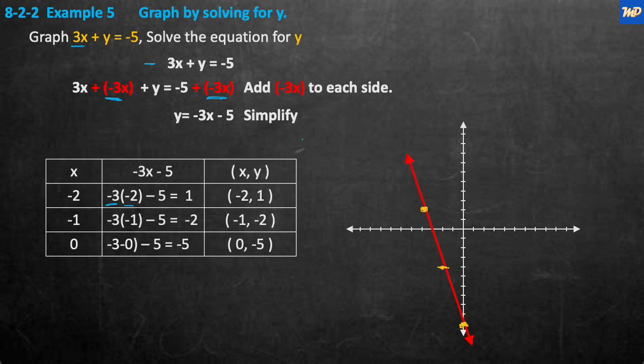Now the final one, 0. X is 0. So when x is 0, 0 times anything is 0. Minus 5 is minus 5. So the final solution is 0 comma minus 5. And it looks like I missed a parenthesis in here, but I guess it doesn't really matter. I shouldn't have drawn that in. I'm going to erase it back out. Not important.